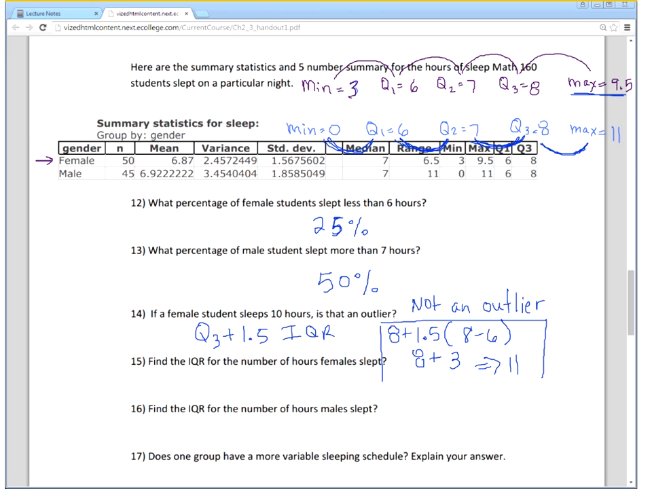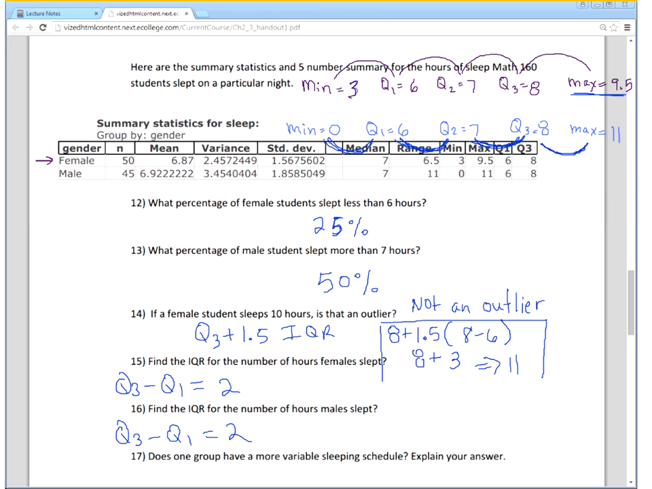All right, number 15. Find the IQR for the number of hours females slept. Okay, well, IQR is just the third quartile minus the first quartile. So you want to find the IQR for both females and males. So the IQR is the same, isn't it? 2 for both? Okay. So it's the same for both. All right, so we have the same IQR.